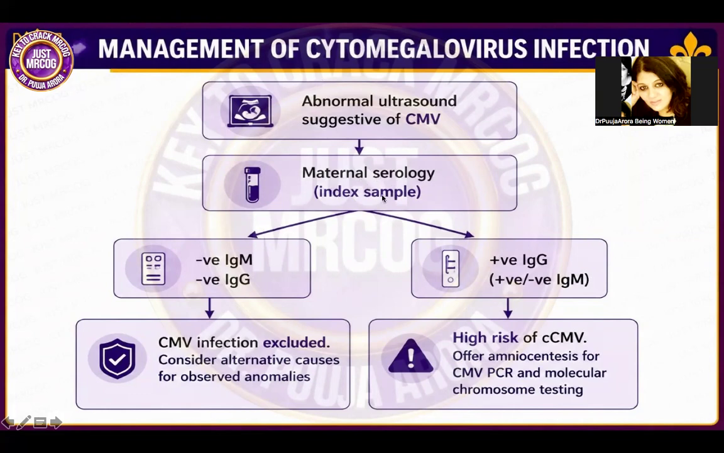She is already more than 24 weeks. We are talking about more than 24 weeks. We're directly going to offer amniocentesis. But if the index sample, that sample we have conducted today, is negative, then we will consider it could be some other infection. Understood?